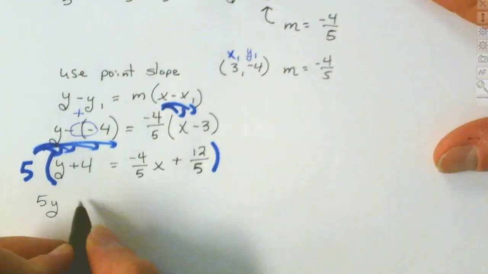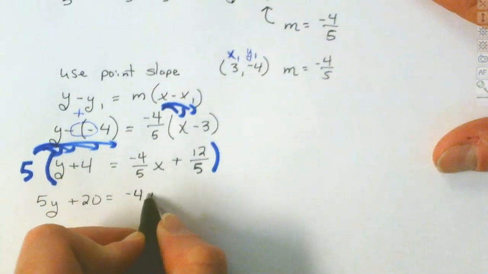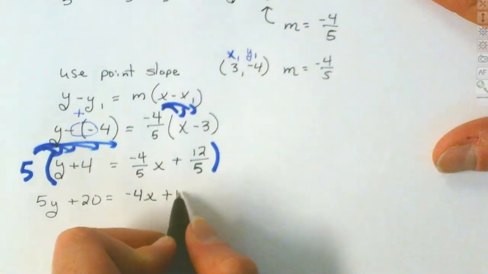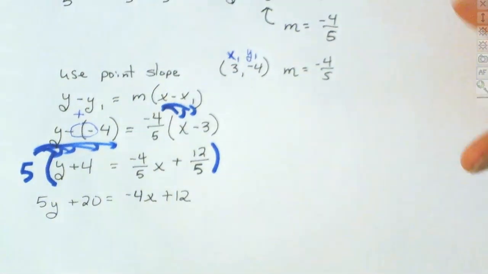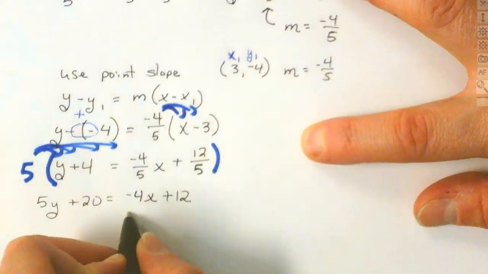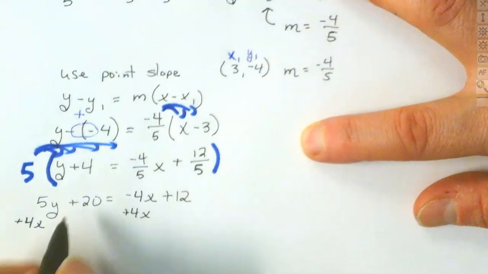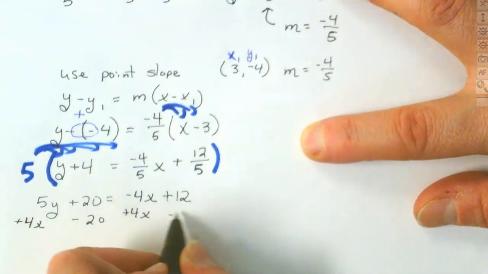So that's 5y plus 20 equals negative 4x plus 12. It doesn't matter which one we do first. We just need to get it eventually in both standard and slope-intercept. We've already gotten rid of the fractions. I'm just going to go ahead and put it in standard form first. So move that 4x over, and then move the 20 over as well.